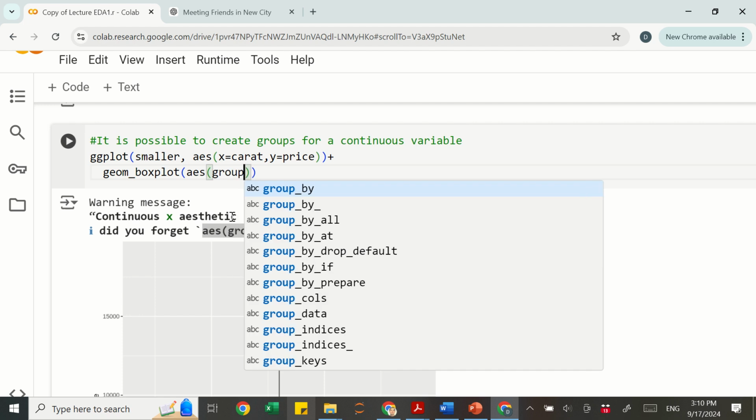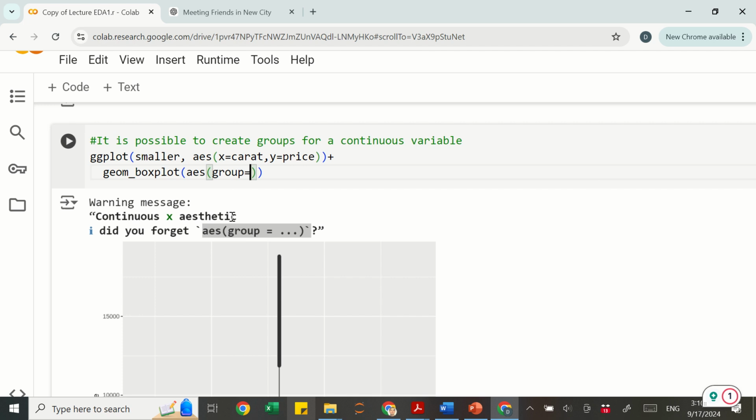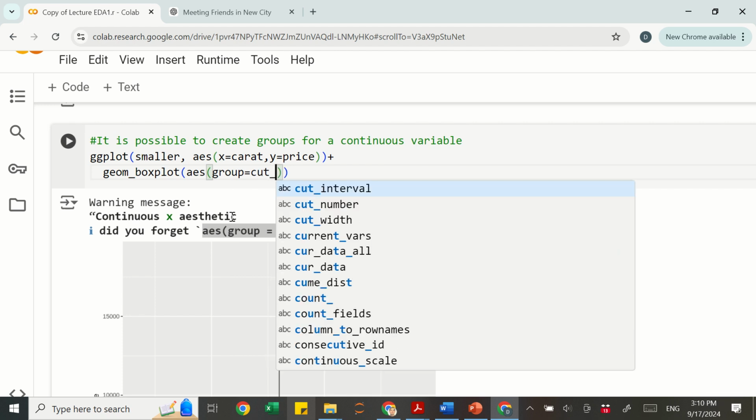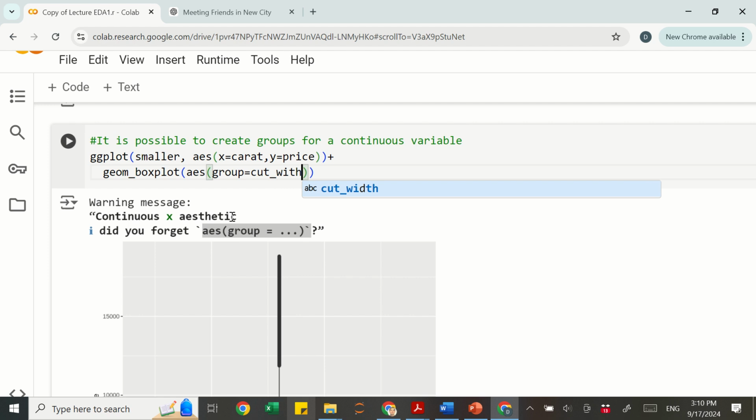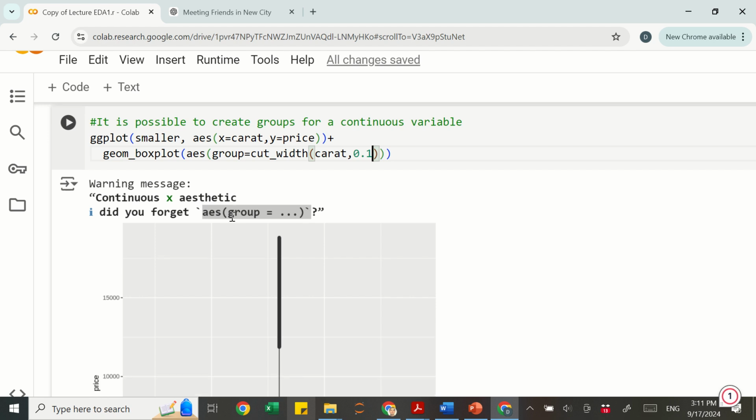So with the parameter group, we're going to create the groups based on the width of the variable. This is another function called cut_width. Now we provide the name of the variable that we're using to create the groups. In this case, it is carat, right? And then we need to make a decision on the carat size to cut the groups. You can try different values. I'm going to use 0.1 carats. So every 0.1 carat is going to create a group. Let's check the result.